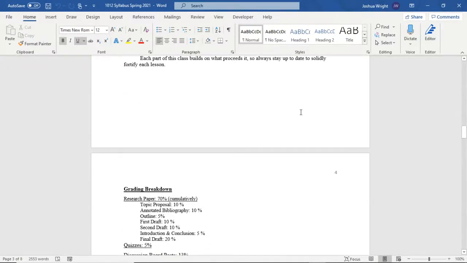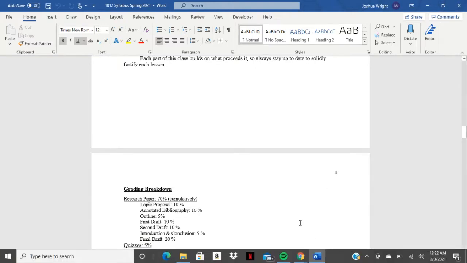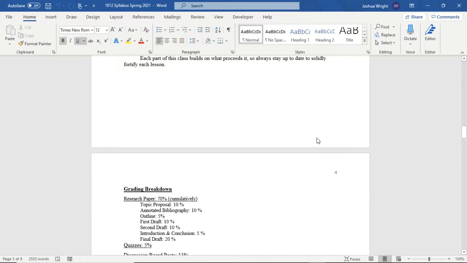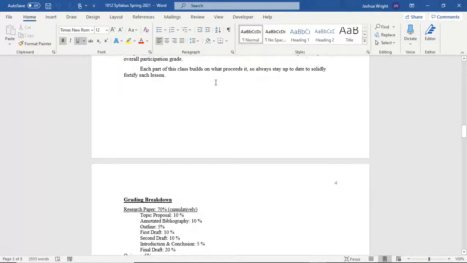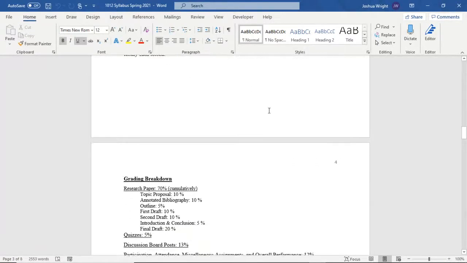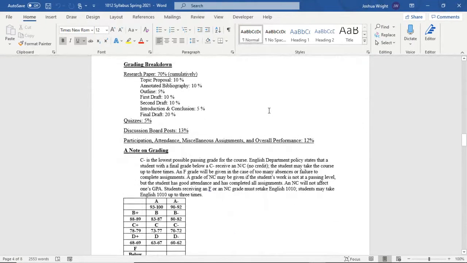Each part of this class builds on what precedes it, so always stay up to date to solidly fortify each lesson. Each thing builds on the last thing. We build on ideas. We try to put the texts in conversation with each other and see how the texts relate to one another. And also everything, of course, with the research paper happens in stages. It's this kind of ascension. So if you start missing out on things, it's hard to build a roof if you haven't built the walls. Let's put it that way, to be metaphorical. So the grading breakdown: the research paper is 70% of your overall grade.